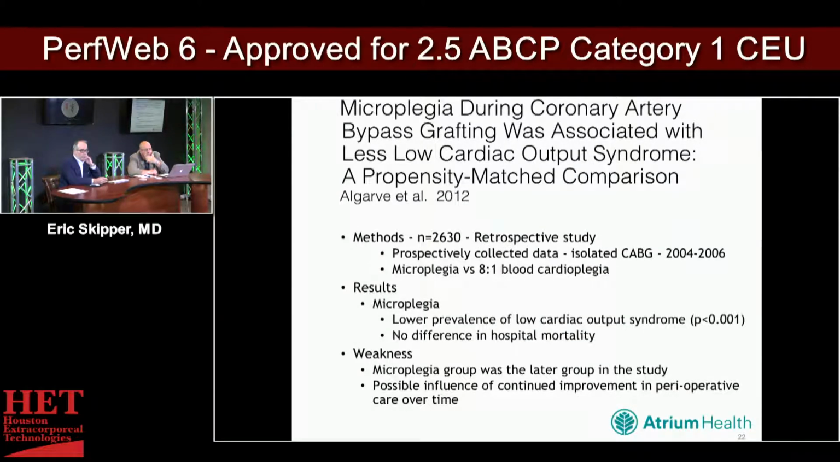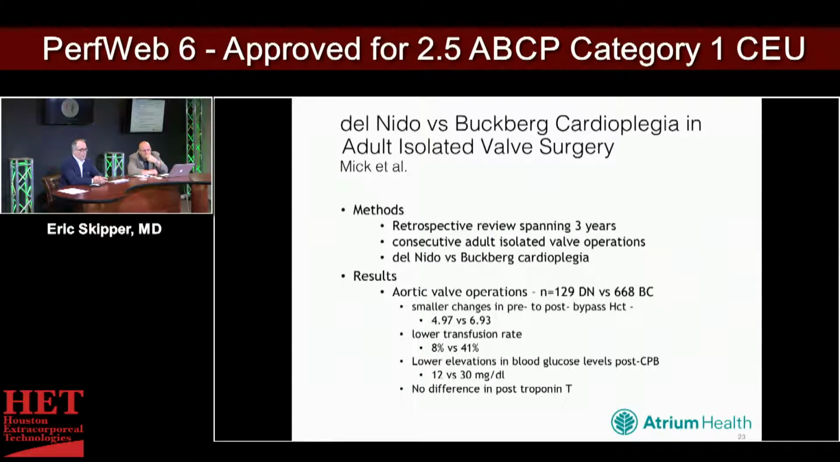If we look at microplegia, looking at low cardiac output syndrome, this is a propensity matched comparison published in 2012, 2,600 patients, retrospective study, prospectively collected data, microplegia versus 8:1 blood cardioplegia. The microplegia offered lower low cardiac output syndrome, but no difference in hospital mortality. The microplegia group, as in a lot of these studies, was the latter group, and there was possible influence noted of continued improvement in the perioperative care over time. Again, the water gets a little muddy.